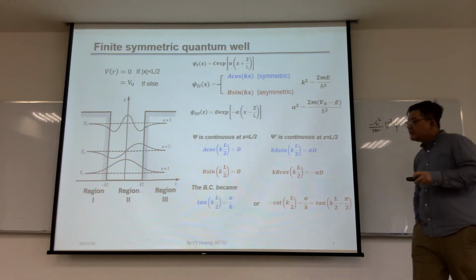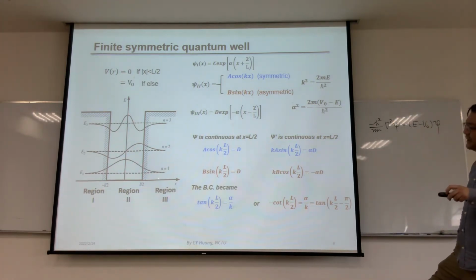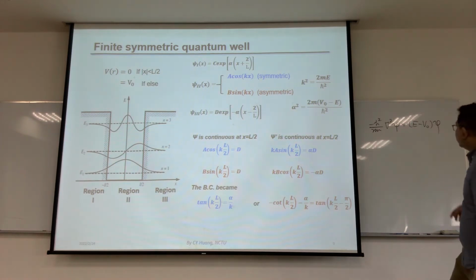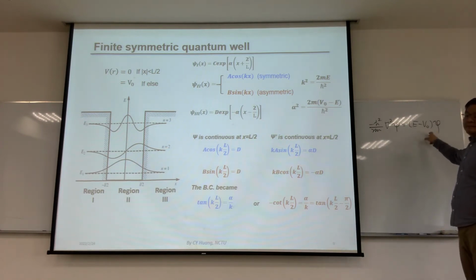However, E must be somewhere between 0 and V0, because if it is not, you cannot have a bounded state. So we can already assume E will be something between 0 and V0. So E divided by V0 is something negative.